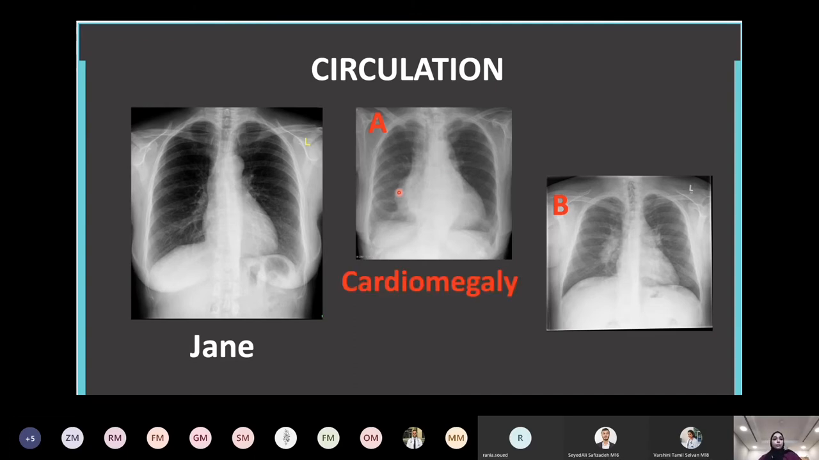What about in B? This one's a bit not so clear, but look at the size, move down to heart borders, and then move to the hilum. The bronchi on the right side. So yeah, what do you think is going on here?